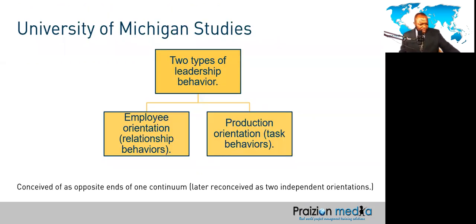University of Michigan studies with Likert. Two types of leadership behavior: employee orientation, relationship behaviors, or production orientation, task behaviors. These were conceived of as opposite ends of one continuum, later reconceived as two independent orientations. Today, we're a lot smarter in how we see these. It's very situational, isn't it?